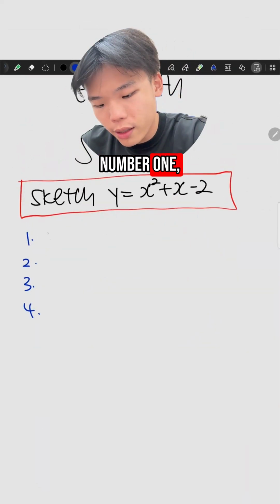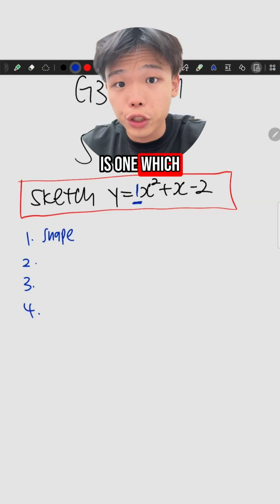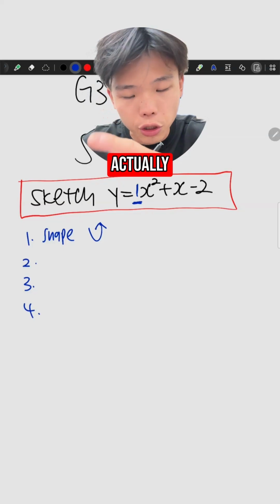So the first thing that I'm going to do on my test paper is to write down these 4 steps. Number 1, I'm going to write out what's the shape of the quadratic curve. Now, over here we can see that the coefficient is 1, which is positive. Therefore, I know that the quadratic curve is actually going upwards.